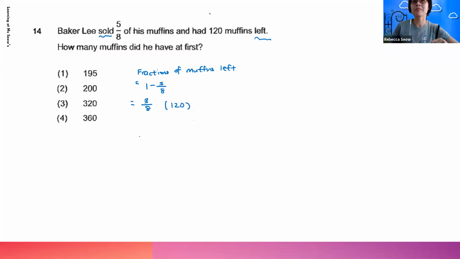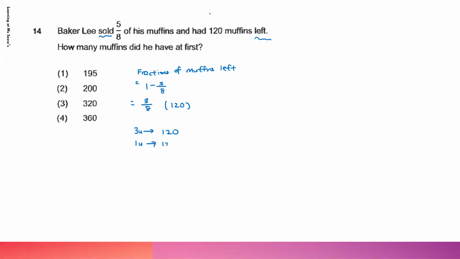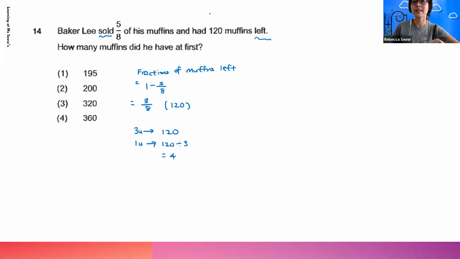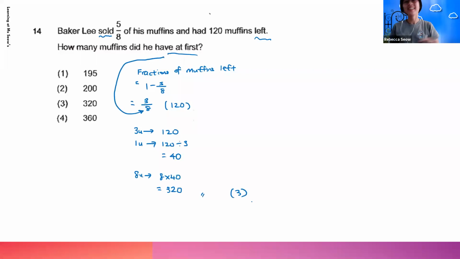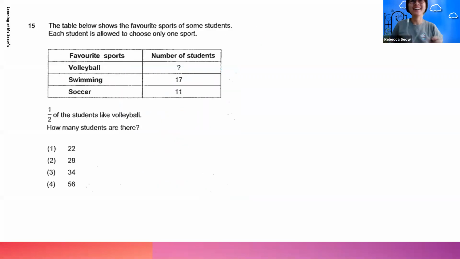So we can find the number of muffins at first. We could say that 3 units makes 120, and we need to find what 1 unit is. So 1 unit will be 120 divided by 3, that gives 40. And the number of muffins at first, we will always look at the denominator. Denominator says 8 units. So if 1 unit is 40, 8 units will be 8 times 40, 320. Okay, so this is just a warm-up. We'll move on to the next one. Question 15.